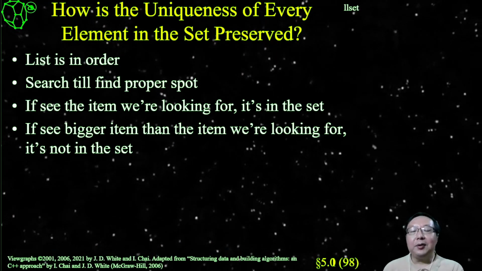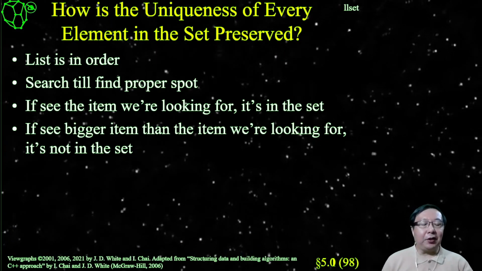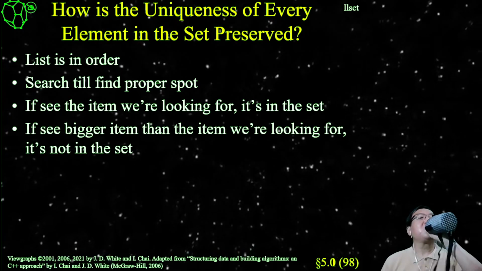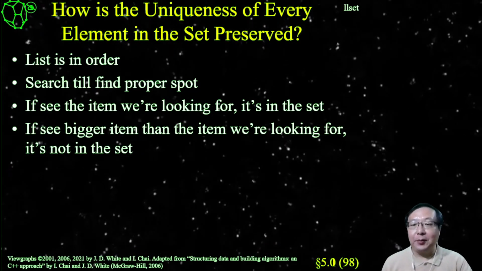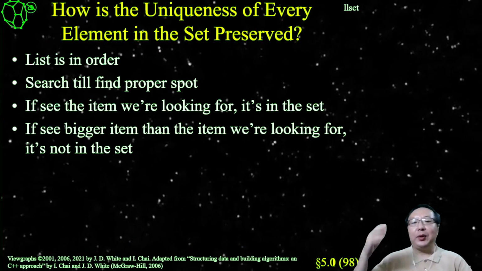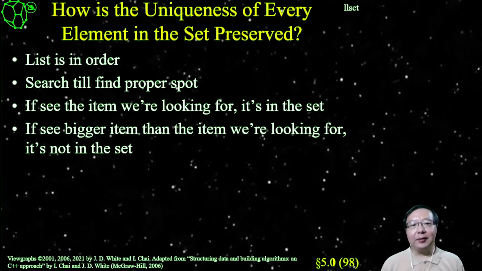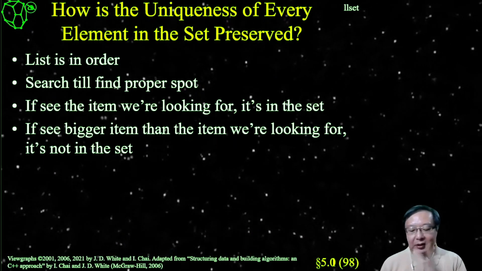So how is the uniqueness of every element in a set preserved? Well, we keep the list in order so we can search until we find the proper spot. Once we're at the proper spot, we see, is it the item we're looking for? If it is, then we don't add it. Okay? If it isn't, then we can add it. Or if we are looking for the item, we can say it is there or it's not there.